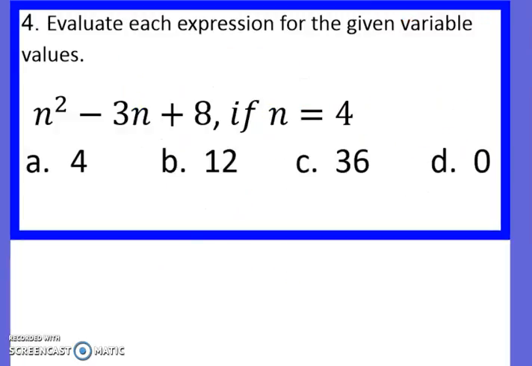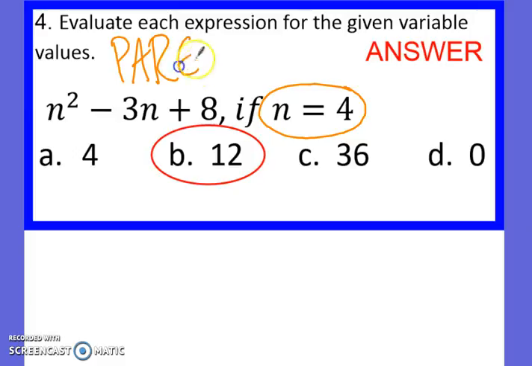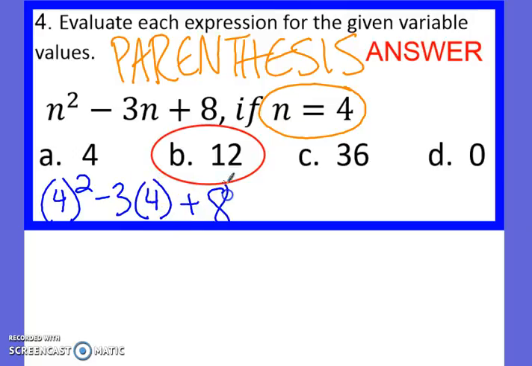Here's number 4. And here's the answer. So when we evaluate, all we do is we plug in 4 anywhere where we see an N. The biggest thing here is parentheses. It's crucial. If you do not use parentheses, sometimes, honestly, most of the time, you're going to get messed up. So I see an N, so I'm going to go ahead and plug in a 4 squared minus 3. Oh, there's another N, so parentheses 4 plus 8.